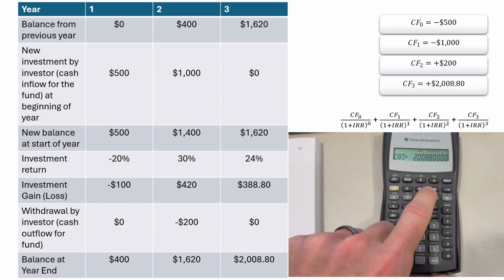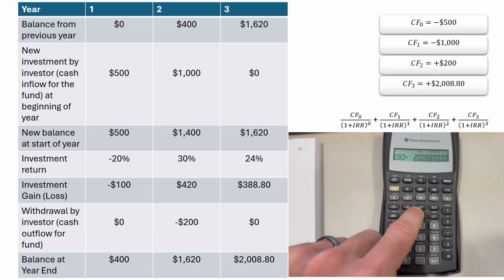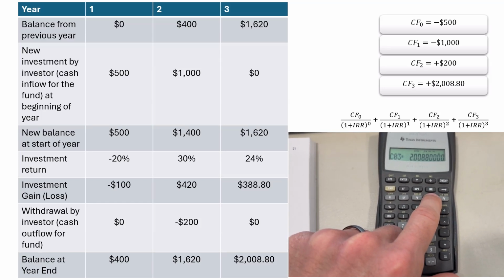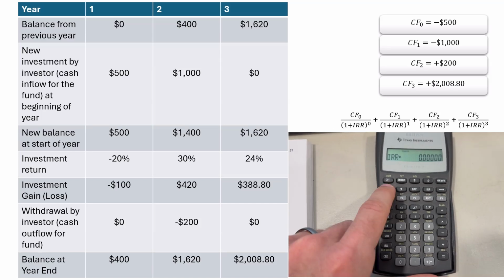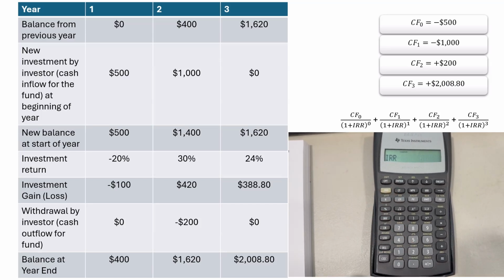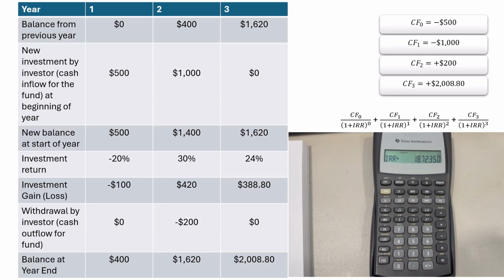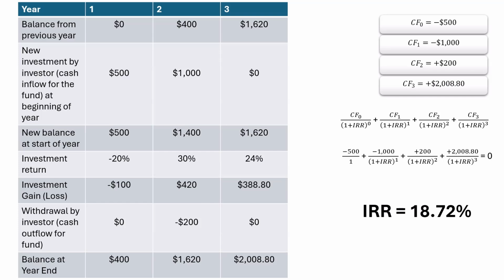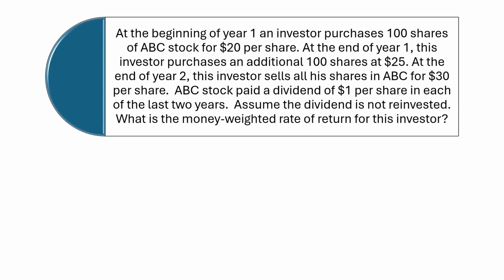Once you have entered all the cash flows, press the IRR button, then press the CPT button, this is the compute button, at the top left of the calculator. Once we do this, we find the IRR, or money-weighted rate of return, to be 18.72%. Let's look at another practice problem involving the money-weighted rate of return.